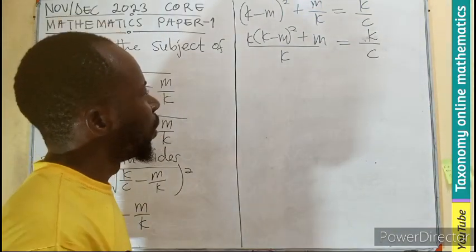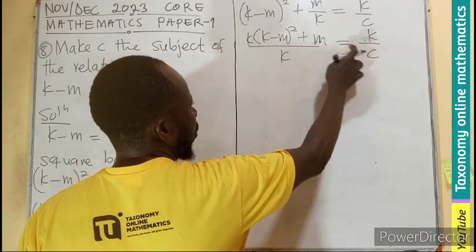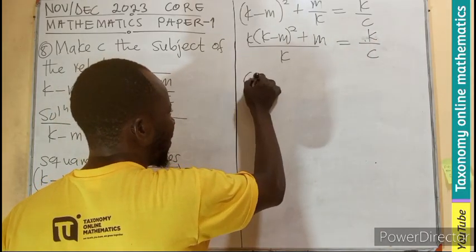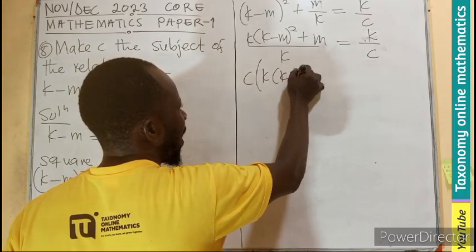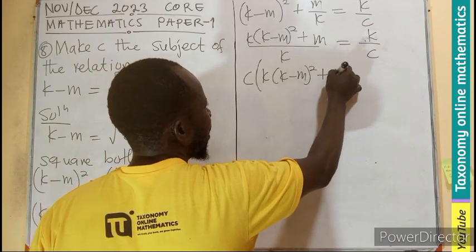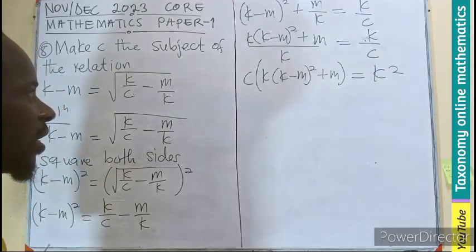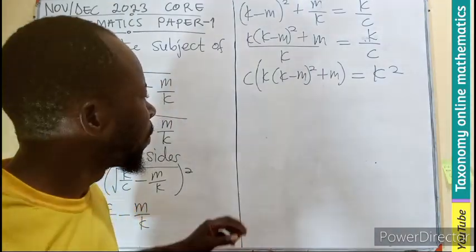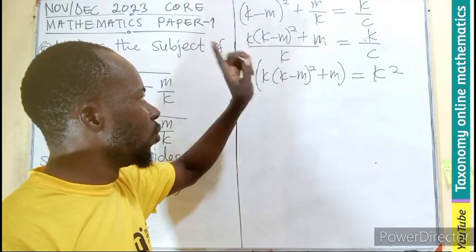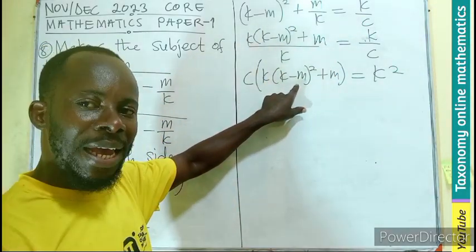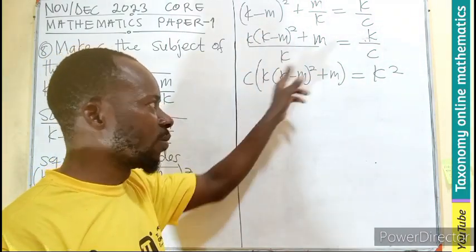If you cross multiply, this will multiply this, and this will also multiply this. So we're having C multiplying K times K minus M all squared plus M equals K squared. Do you see how we introduce the bracket? K is a factor multiplying the numerator, and this numerator is K into the bracket, K minus M, bracket close squared, plus M, as we can see. So C is just multiplying.